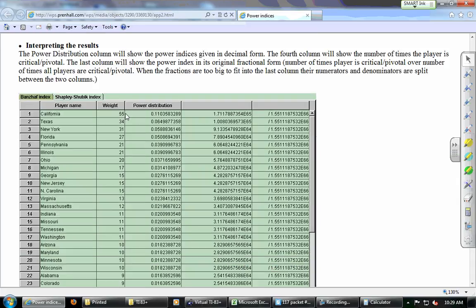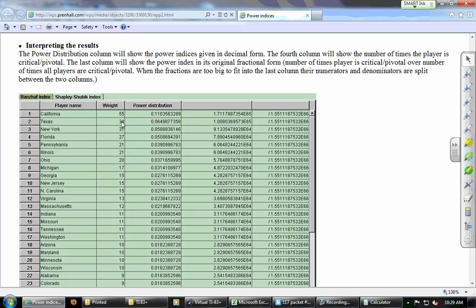And so you can go up and look at California. They have 55 votes. Turns out they have about 11% of the power. In terms of the Electoral College, California represents 11% of the power. Is it fair? I don't know. I'm not judging, but it's good to know. Like, I can deal with 11%.